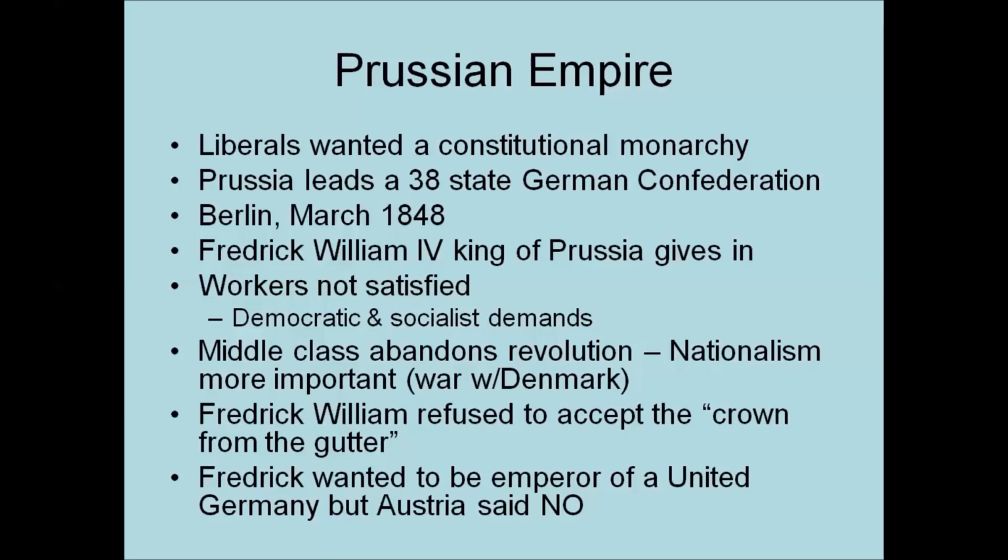So Frederick William, who again is the king: the people of Prussia try to give him the crown, and he says, no, no, no, I'm not going to accept the crown from the gutter, saying essentially, I put myself in charge, God puts me in charge, you don't put me in charge. So what did Frederick really want? He wanted to be emperor of a united Germany, and he wanted Austria out. But Austria during this time period is going to say no, and they're going to go back and forth, and eventually there's going to be a war between the two countries, and Prussia's going to win.